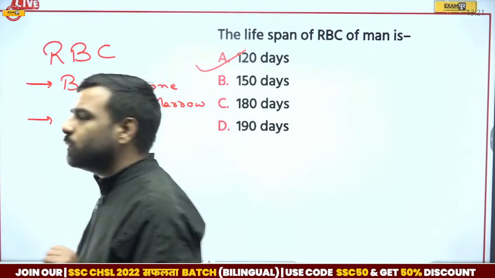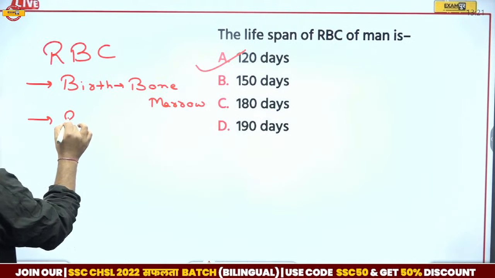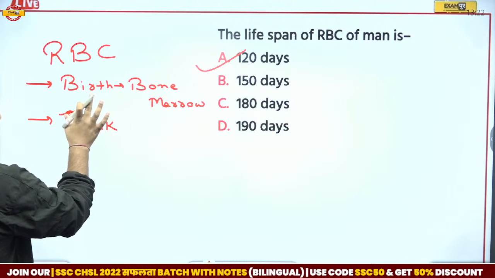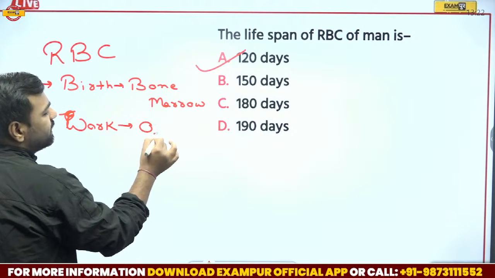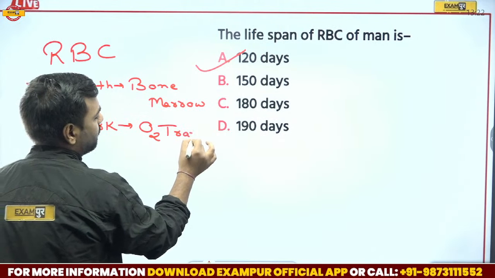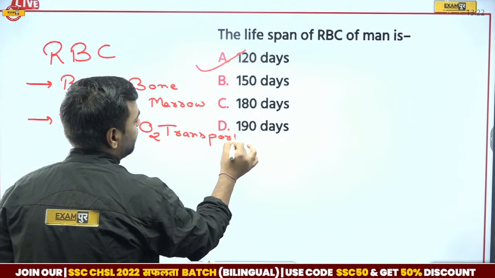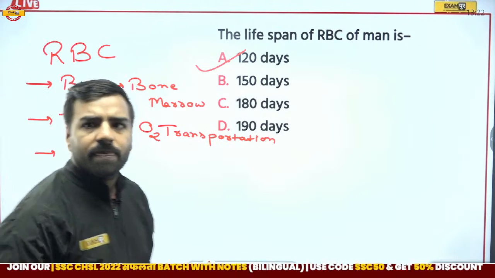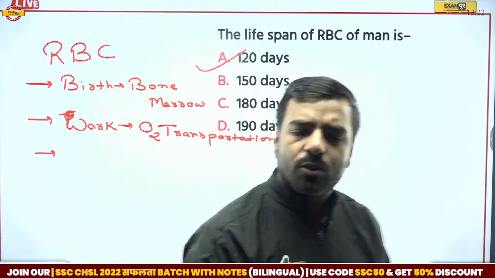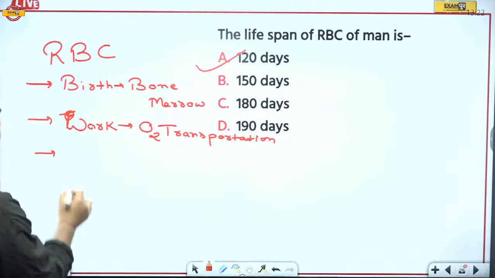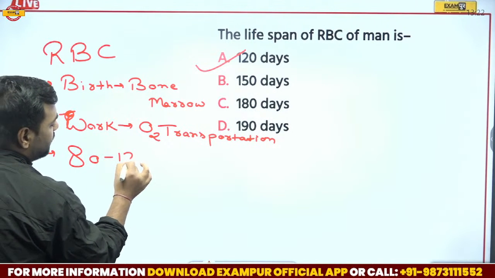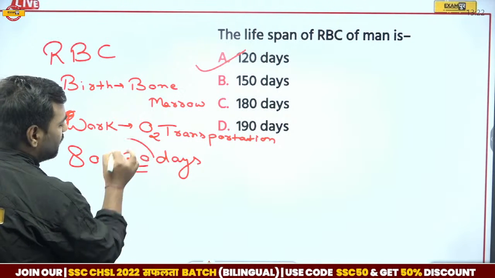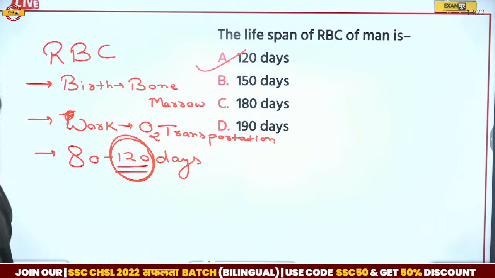Now RBC must be doing something. So what is the work of RBC? If I talk about the work of RBC, it is oxygen transportation. Now, this is the work. Now, what is the lifespan? It's around 80 to 120 days. I'll write it for you. It's around 80 to 120 days. Where it is asked in examinations, we'll always put 120 days over there.